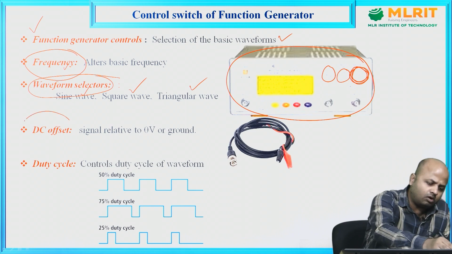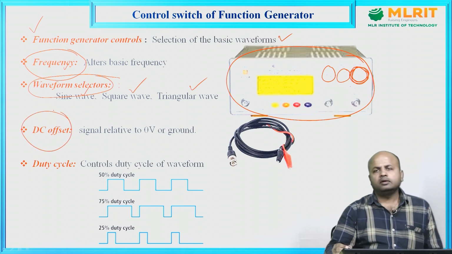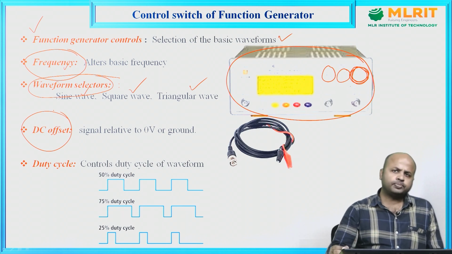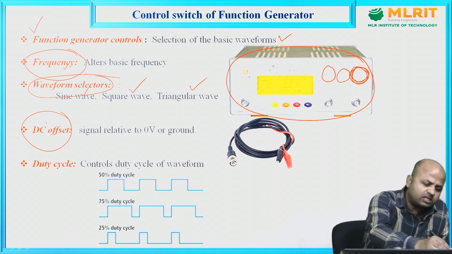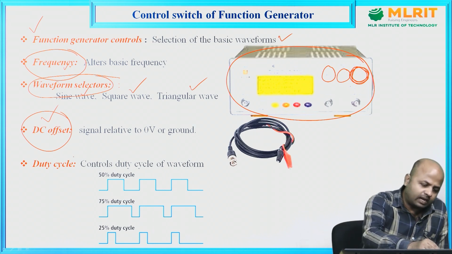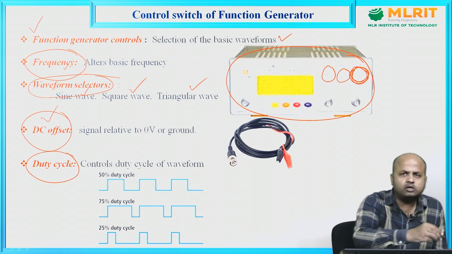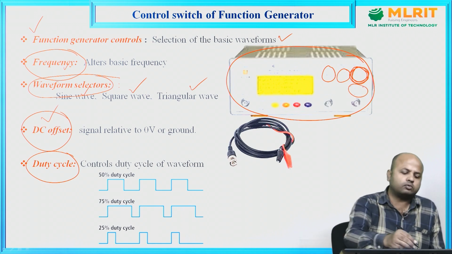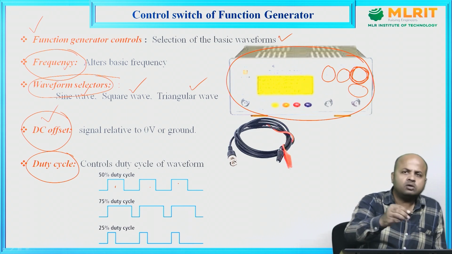Then DC offset switch. The DC offset switch nullifies the noise present at the output of a function generator. So with the help of the DC offset switch, we nullify the noise present at the output. And next we can control the duty cycle switch. With the help of the duty cycle switch, we can control the duty cycle of the waveform.